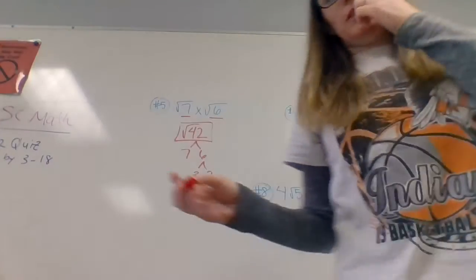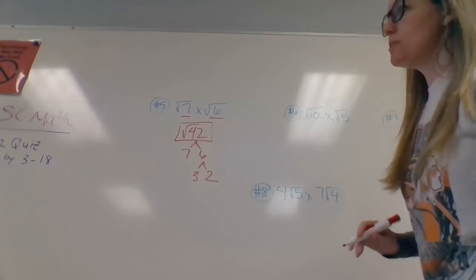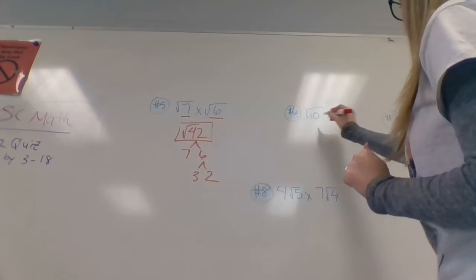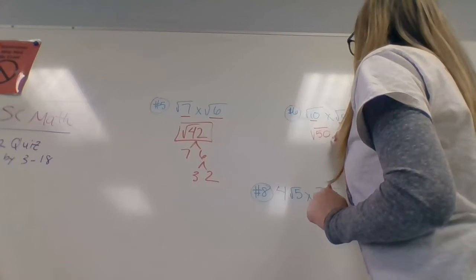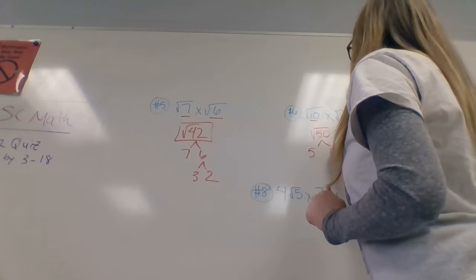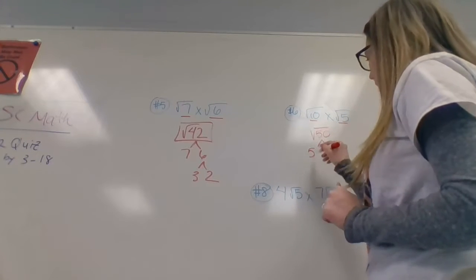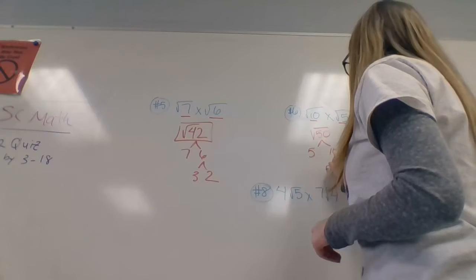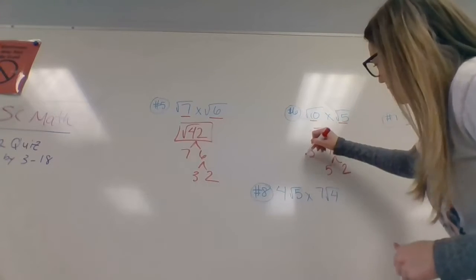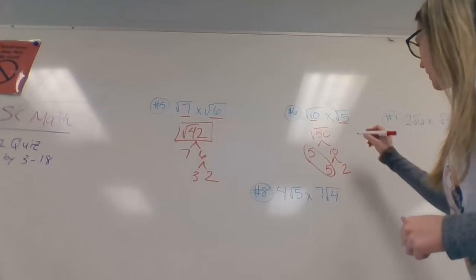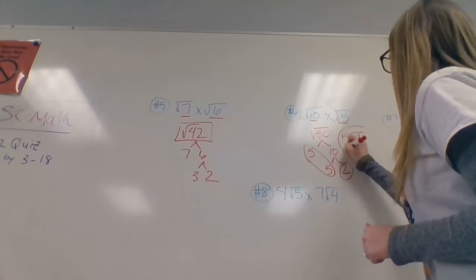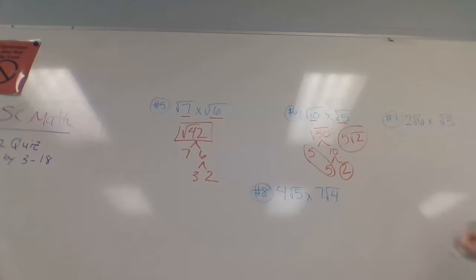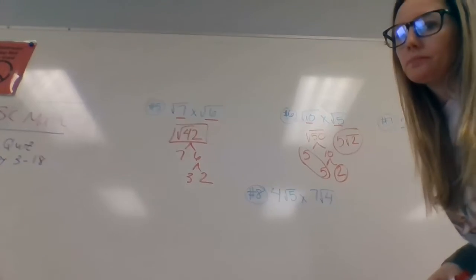So let's look at number 6. Number 6 says root 10 times root 5. So no numbers out front. So I'm just going to simply multiply my two numbers. So 10 times 5 gives me 50. And I'm going to simplify again down into my factors. 5 doesn't break down anymore, but I do have a 10. So in this case, I do have a pair of 5s that go out front. And I'm left with this 2 here. So my final answer then is 5 root 2.